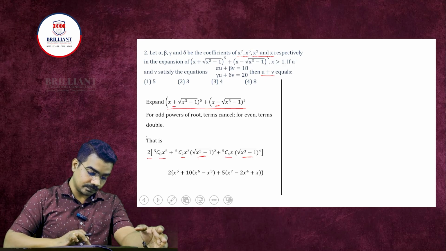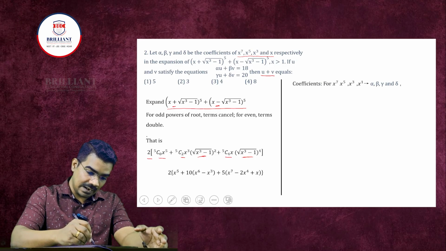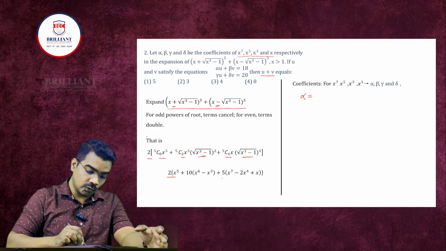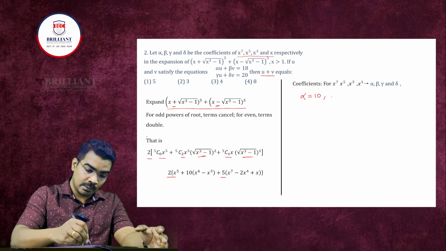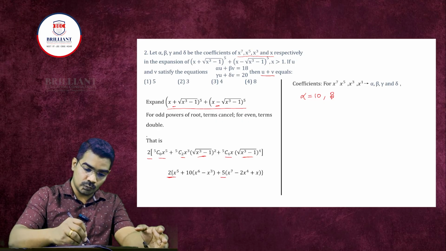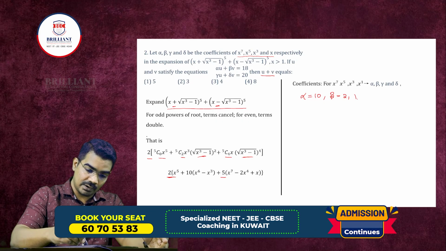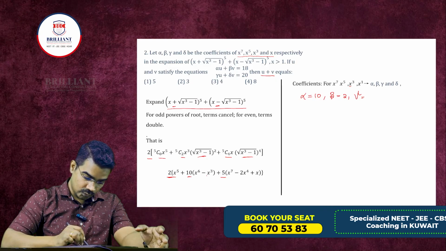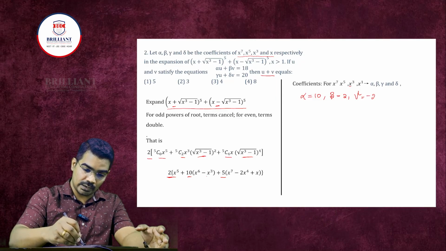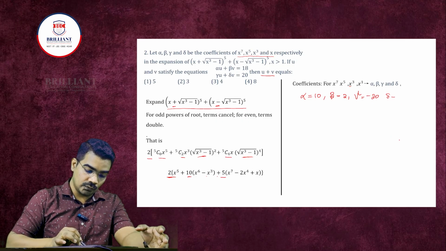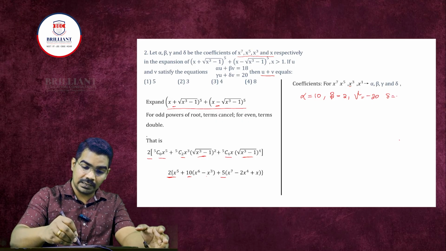So from here our alpha will be equal to coefficient of x to the power 7. So 2 into 5, that will be 10. Beta is coefficient of x to the power 5. So it will be 2. Then we have gamma, that is coefficient of x cube. 2 into 10 into minus 1, that is minus 20. Then we have delta. Delta is equal to coefficient of x. 2 into 5 into 1, that will be 10.